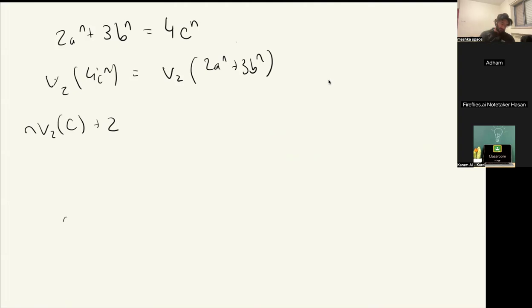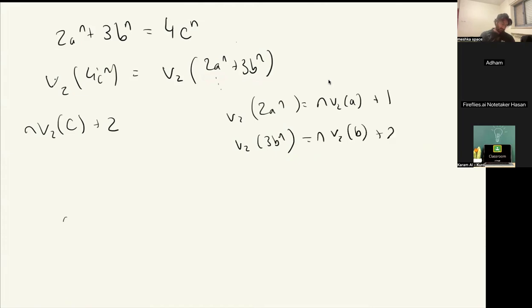So, okay, we can look at the two terms individually, right? This 2a to the n, its valuation will be n times the valuation of 2a, plus 1, and the valuation of this one will be n times the valuation of b, plus 1 plus 2 plus 0, plus 0, right? Now, using this information, can you determine the valuation of this?